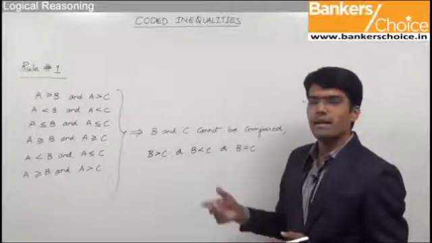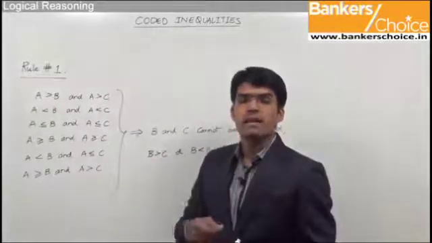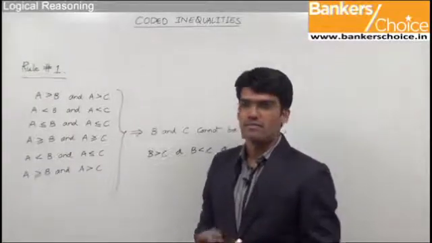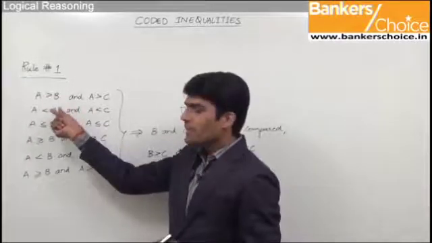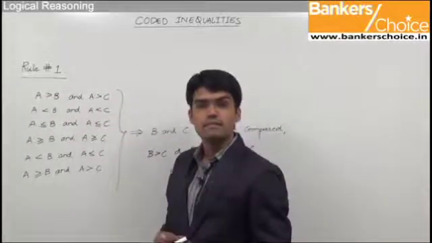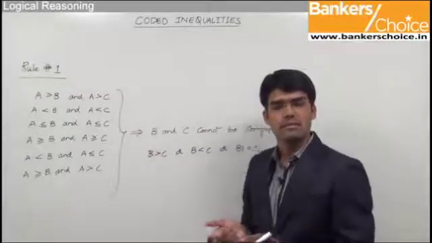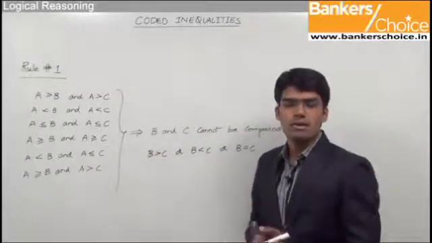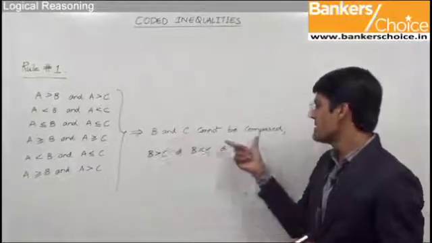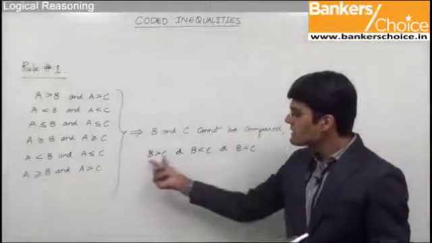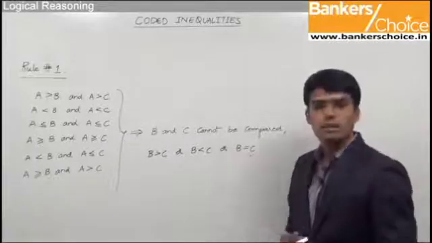To understand this better, let us assume that A, B, C are three students and we are comparing the heights of these three students. So if you look at the first case here, it says A is taller than B and A is taller than C. So from this we can say that A is taller than B and C. But among B and C, who is taller and who is shorter cannot be established. So that is the reason we say that B and C cannot be compared. Among B and C, B can be taller than C, B can be shorter than C, or B can be equal to C.